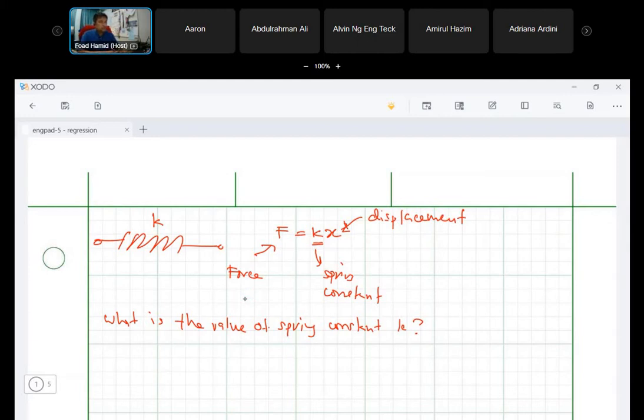You're just given a spring, but you do not know what the spring constant is. So what do you do? How do you determine the spring constant? Anyone? Can somebody say something? Take the force divided by the displacement. Okay. So you say basically using algebra, K is just F over X.